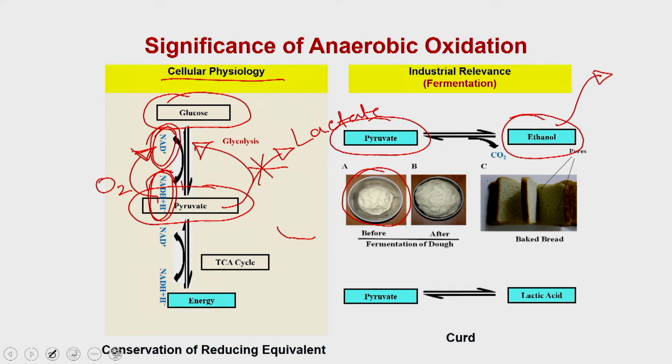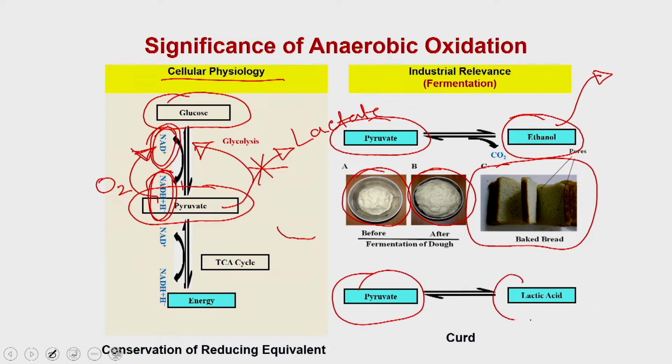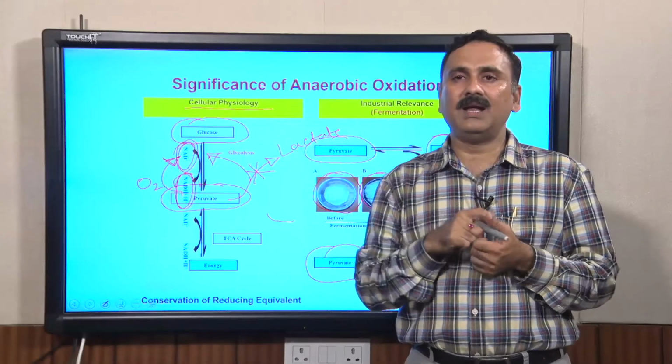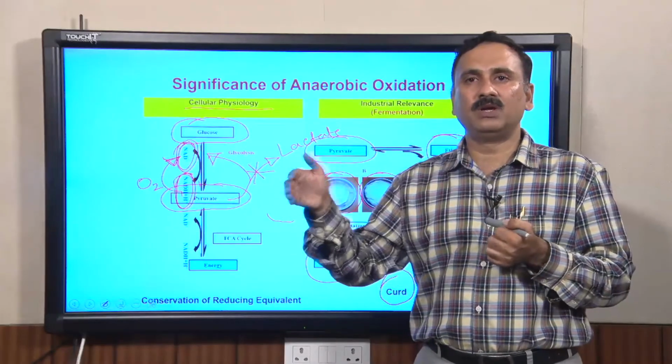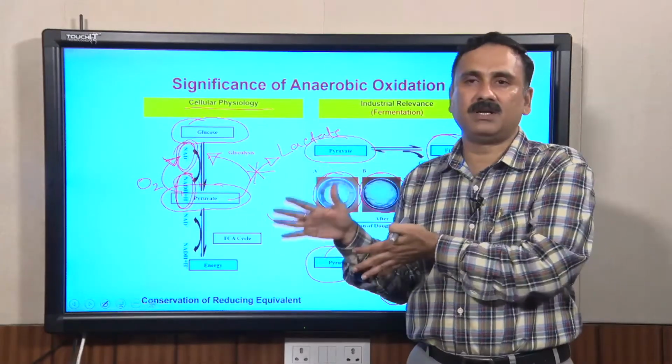because the dough has a very limited quantity of oxygen, it is going to go through anaerobic oxidation, and under anaerobic oxidation it is going to generate gas, and that is how it is going to give you the baking of the bread as well. The pyruvate is also converted into lactate. That is the example of where the milk is converted into curd, because the lactic acid is going to reduce the pH of that particular milk, and in that process the milk will be converted into curd.